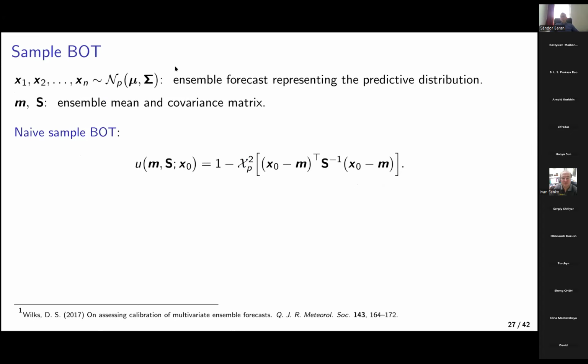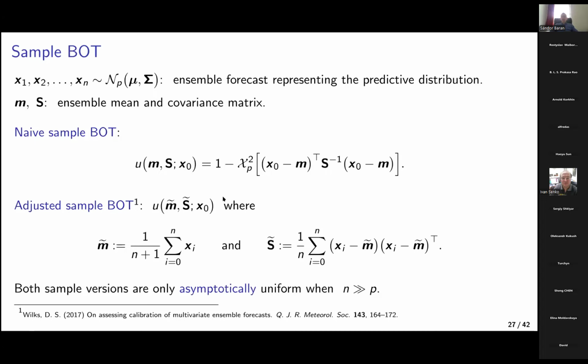Obviously, we have an ensemble forecast, so you have an estimation. You use the estimator and plug the estimators into the previous formula, which I will call the naive sample BOT. This is one possible approach, but later Wilks suggested an adjusted version.